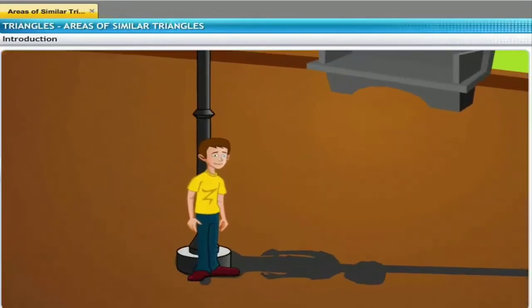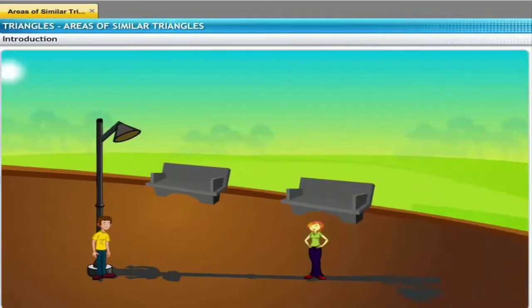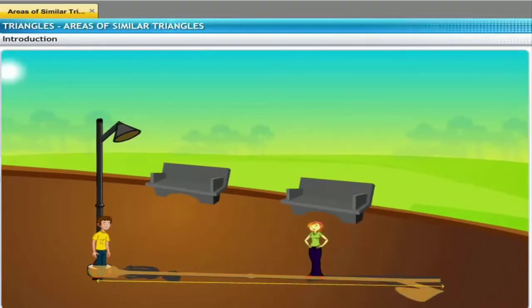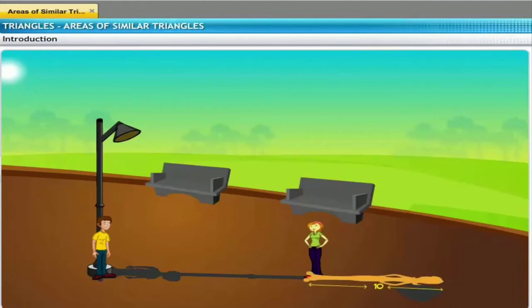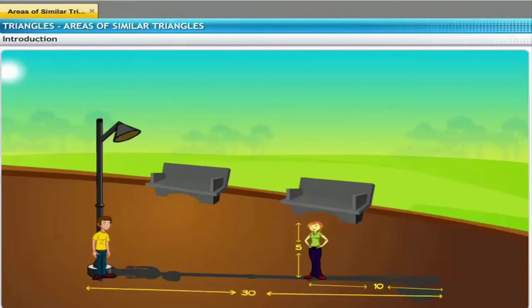Stan is getting bored, so he begins quizzing Anita. If the length of Anita's shadow and the length of the shadow of the lamppost are known, can the actual length of the lamppost be calculated? Anita's shadow measures 10 feet, while her actual height is only 5 feet. The shadow of the lamppost is 30 feet. Let's assume that the height of the lamppost is x.